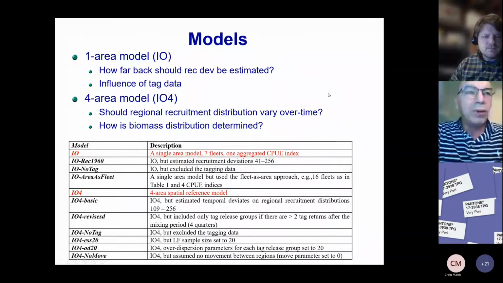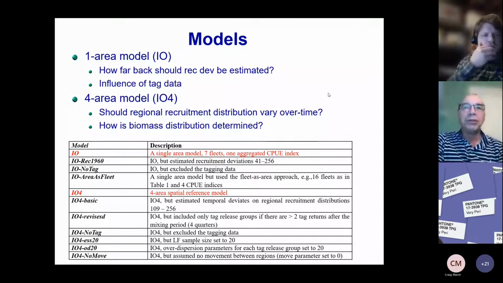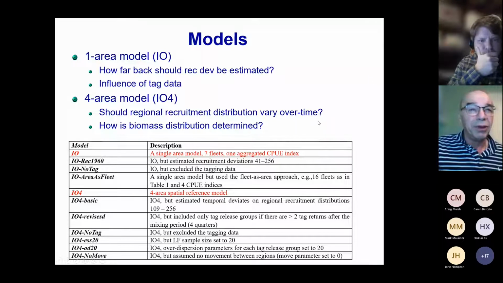In the one area model, we looked at how long the time series should go back and what the influence of tag data should be. And in the 4-area model, we tried looking at the regional recruitment distribution over time and whether or not we could make it time varying, and tried to sleuth out just what it was driving the distribution of biomass between the areas, given that we don't have a lot of information. A lot of it's going to be dependent upon things like the assumptions about catchability across areas.